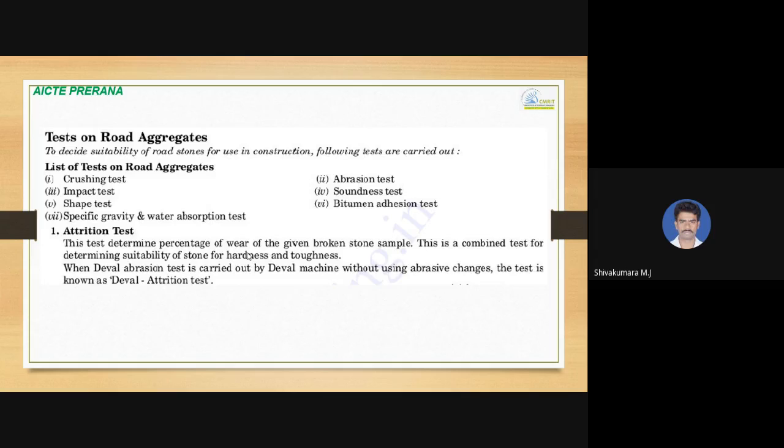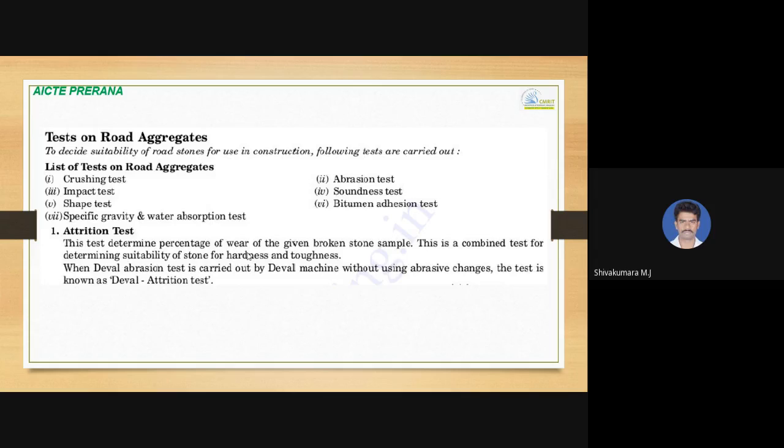So the first one is the attrition test. It is to check the resistance against wearing action, that you can say abrasion value. Basically this test determines the percentage of wear of a given broken stone sample. This is a combined test for determining the suitability of stone for hardness as well as toughness. Both we are going to assess.